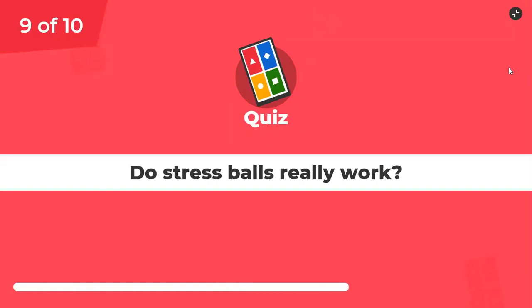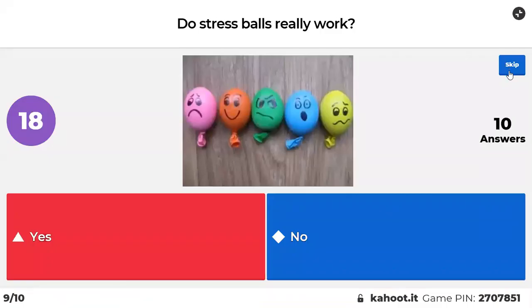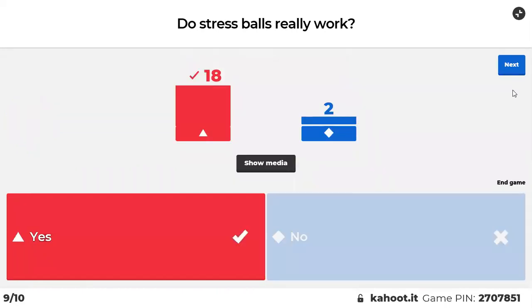Do stress balls really work? That too, you can throw them at a wall. That is good practice. So yes, stress balls do really work, whether you hold them in your hand and squeeze and try to relieve some of that tension and aggression, or if you throw them at pillows, that also helps.